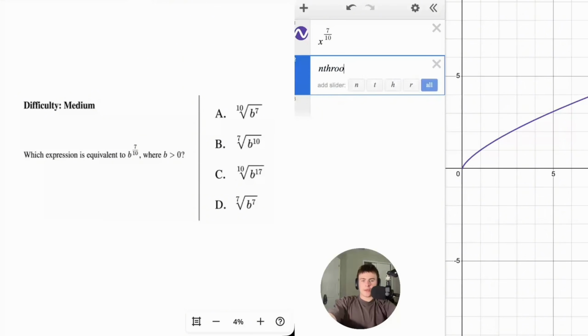So like A is going to be 10th root, B to the 7th, and then we just replace B with x. Is this the same? It is. So the answer is immediately just A. But you could also do substitution to verify.